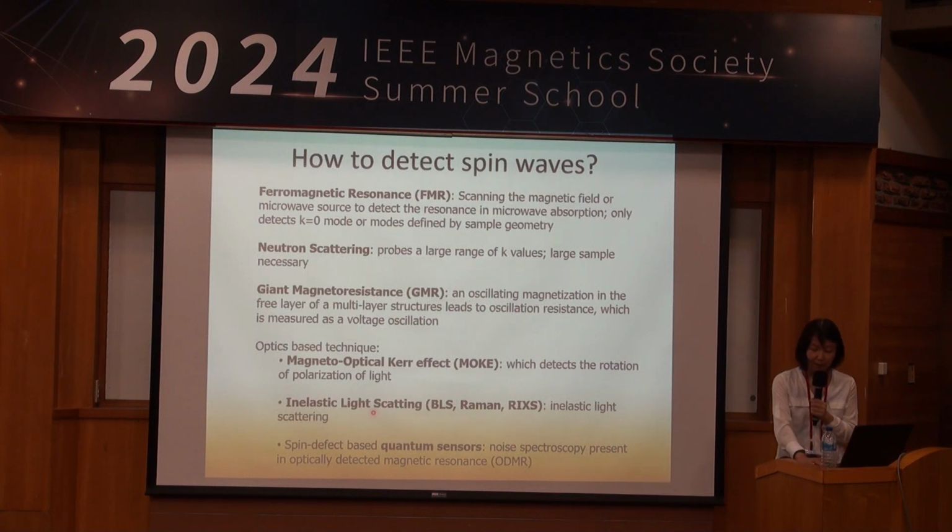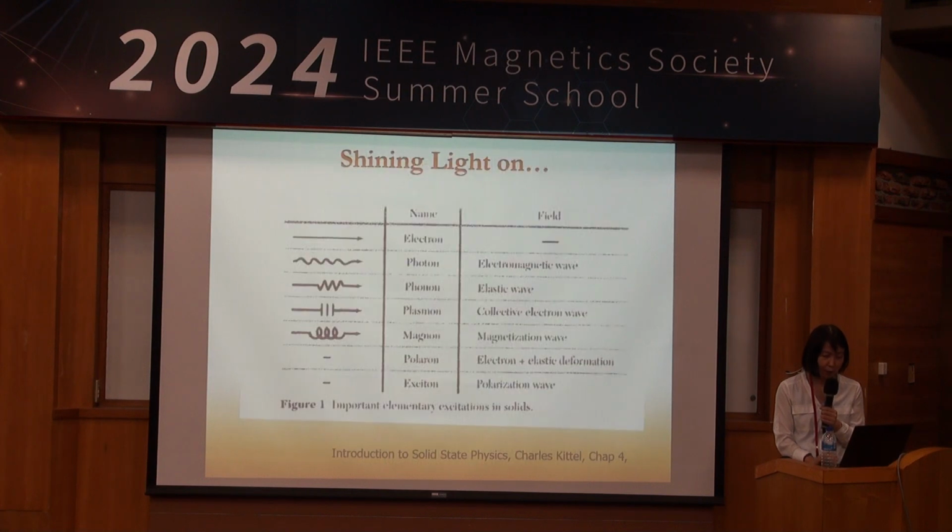My own group is an experimental group. We use light. We literally shine light on the material. We study these quasi-particles, okay? So we study magnon, phonon, and plasmon, and also, though irrelevant for today's talk, excitons, electron-hole pairs. That one is a polarization wave. All of these have a wave picture and a particle picture.